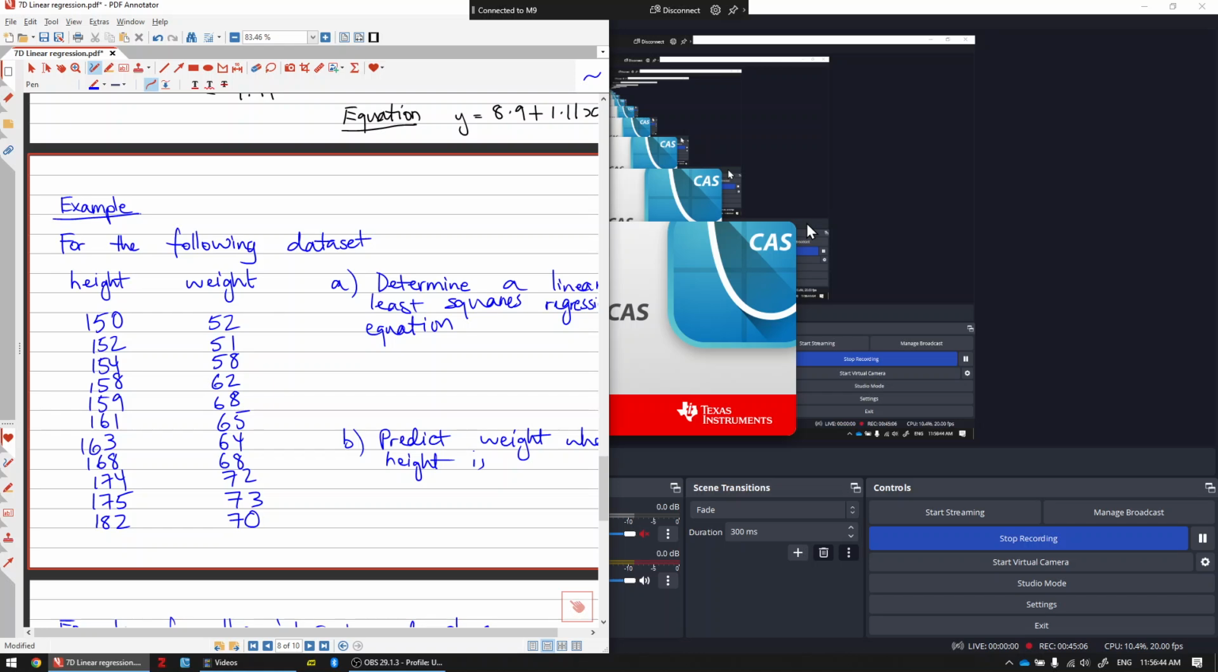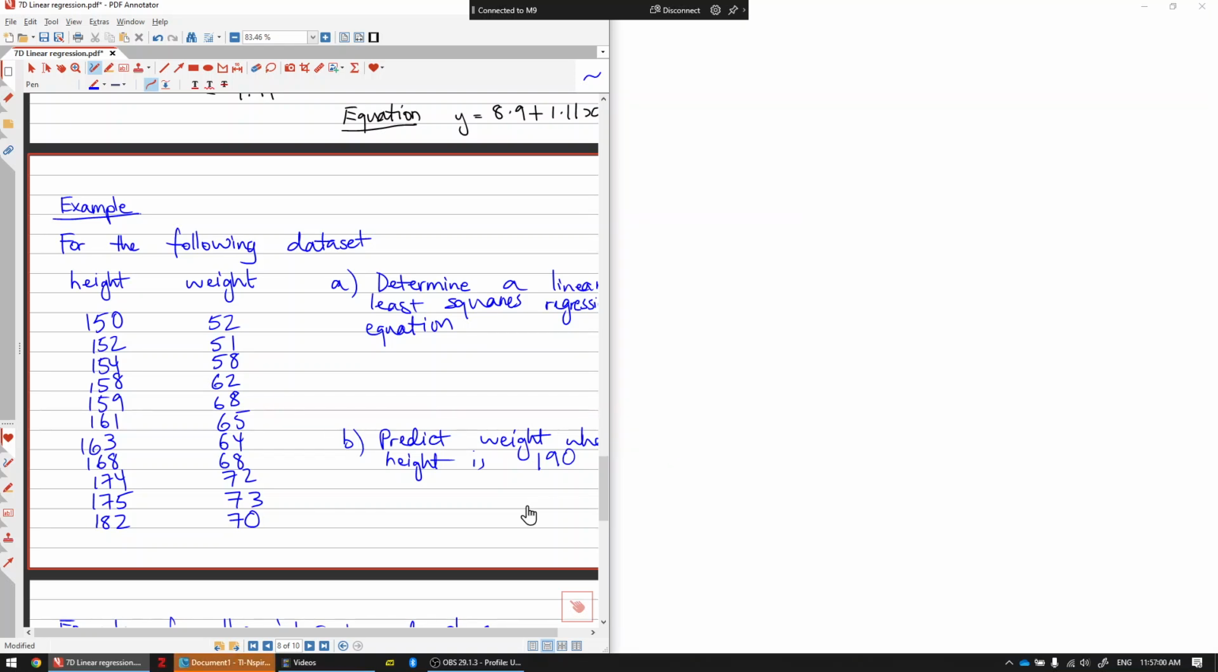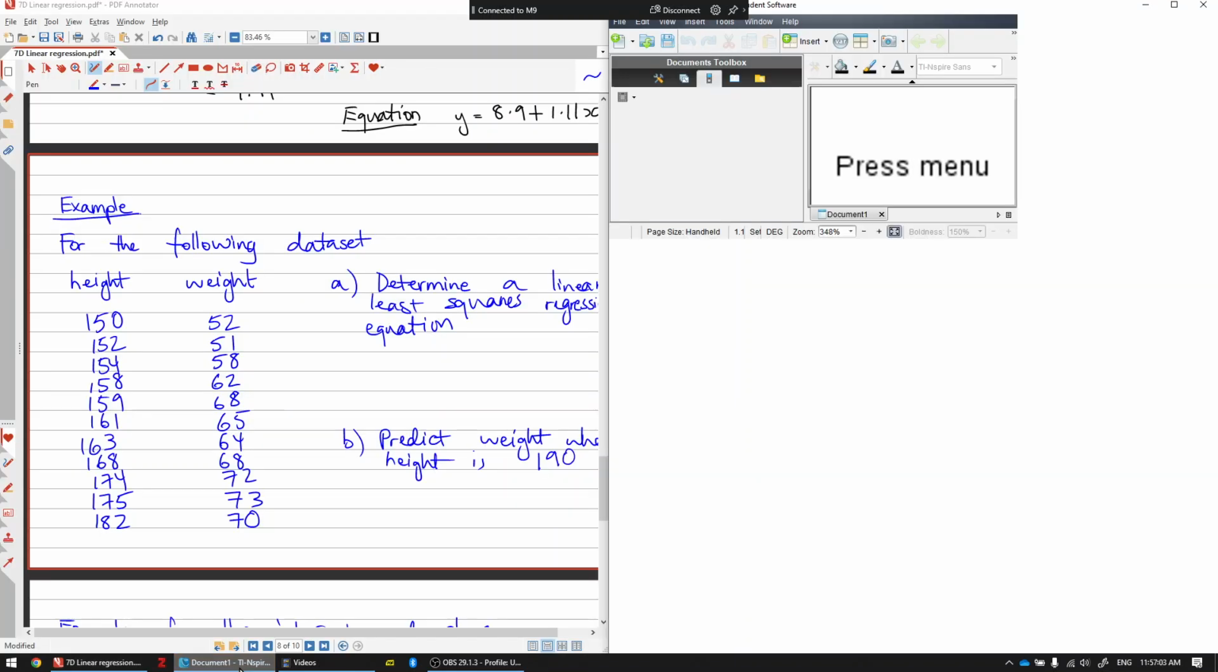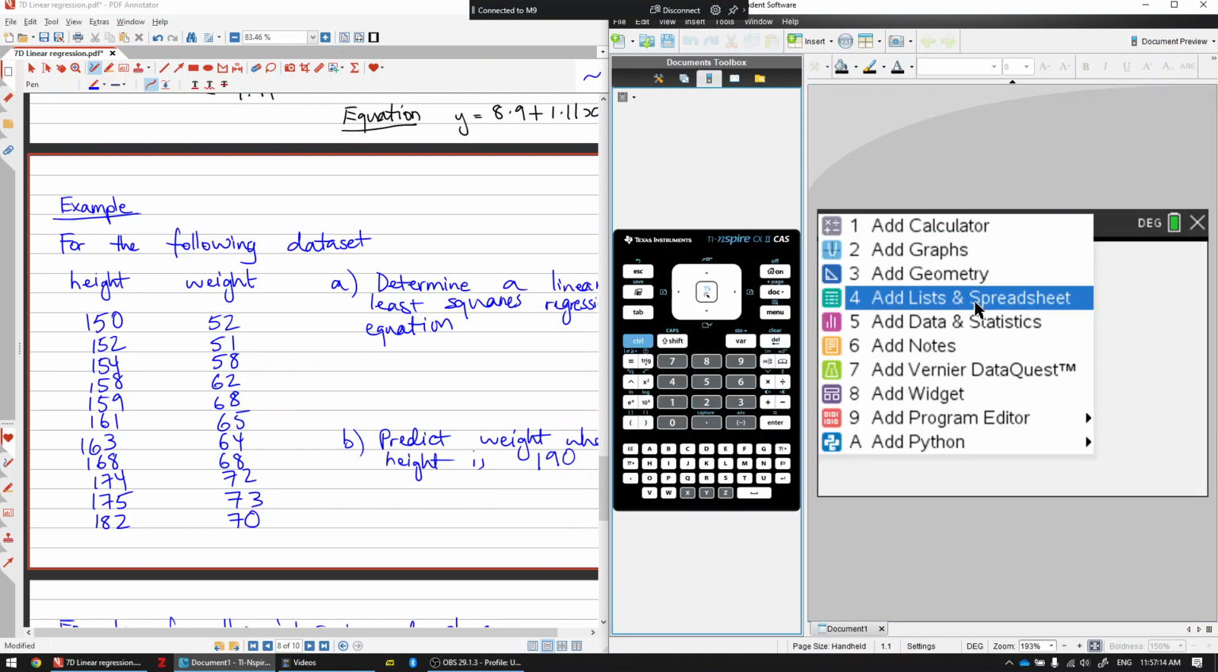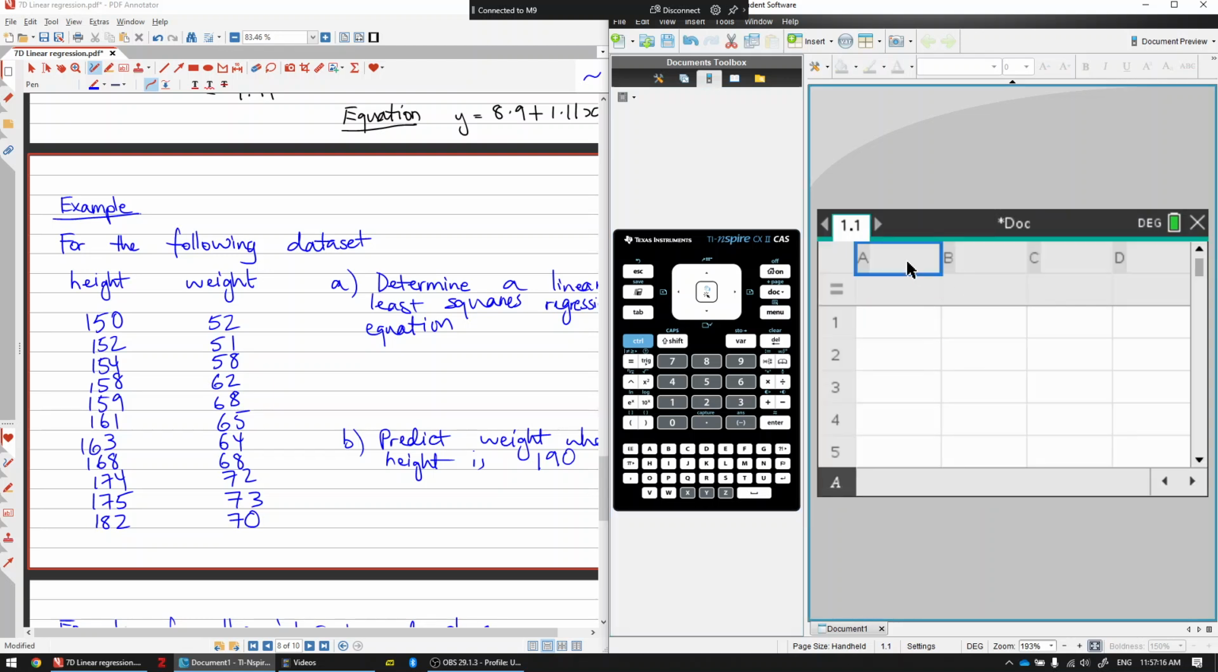What was on B say? Well, it's not finished yet. So we can say 190. Predict weight when height is 190. Okay, so we can see both now. New document, lists and spreadsheets. Remember to give your data a title for each column. So I'll call them height and weight. And then gradually type your data in.